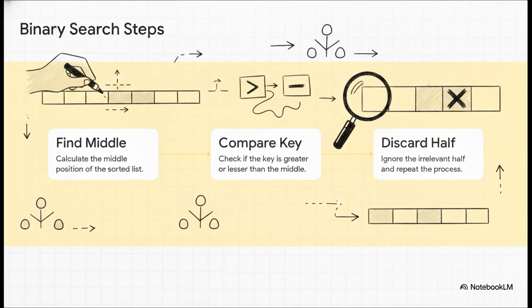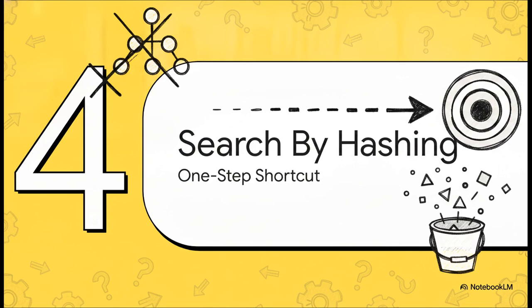By repeatedly splitting the search area in half, which is why it's called binary, we drastically reduce the number of checks. It literally turns what could be millions of comparisons into just a handful of quick iterations. It's a total game changer. So binary search is incredibly fast. But what if we could do even better? What if we could find our data in exactly one step, no matter how big the database is?